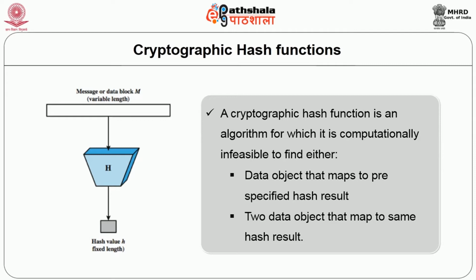It means that if you are given a predefined hash value, say a hash value of 160 bits length, then it is very difficult to find an input that generates exactly the hash which we want to get. And second, it is very difficult to find data objects that result in the same hash value. That means you cannot find any input that generates the same hash value as the given hash value.